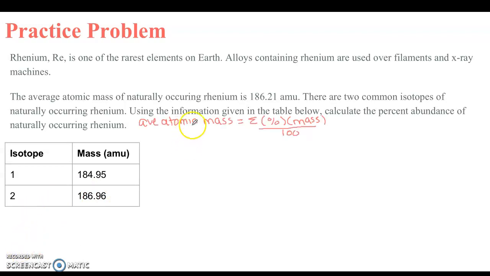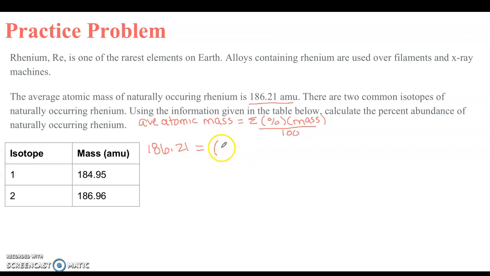All right, so let's review this last question. So we have the average atomic mass of rhenium. We have the mass of isotope 1 and isotope 2. And I've written the average atomic mass equation here. So I'm going to start plugging into our equation and see what we're missing. So 186.21 AMU.